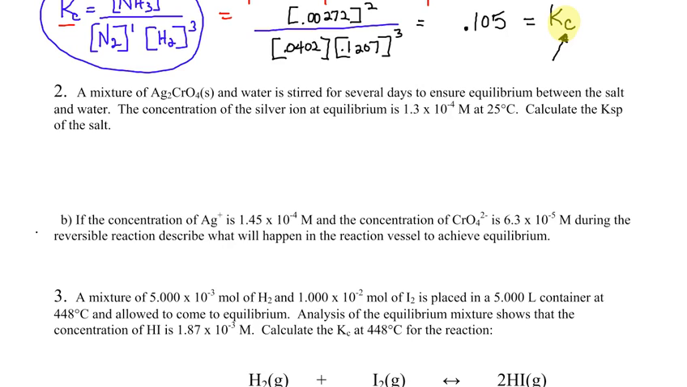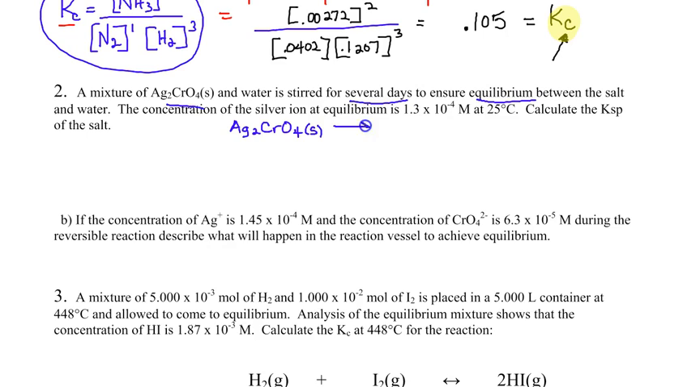So in number two, we have a reaction. Now, normally they give you the reaction, but hey, we can work this out, as the Beatles would say. So what we're going to take is silver chromate, CrO4, and a mixture of solid silver and water is stirred for several days. Well, okay, it's being mixed for several days so that equilibrium is established between the salt dissolving in the water. It's giving you a visual. So we've got this solid in equilibrium, double arrow, with its what? Ions.